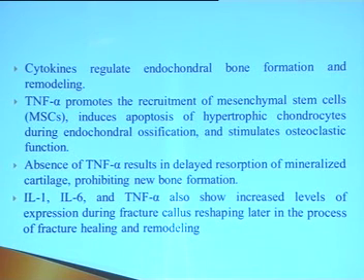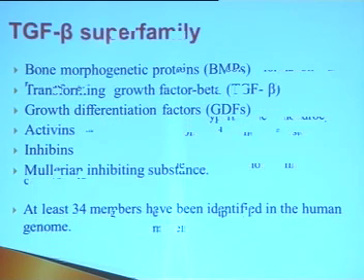TNF-alpha here promotes the recruitment of mesenchymal stem cells, because stem cells are basic cells which are forming. The TNF-alpha promotes its recruitment and induces apoptosis of the hypertrophic chondrocytes. Absence of TNF-alpha results in delayed resorption of mineralized cartilage, and thus new bone formation is inhibited. And all of them, interleukin 1, 6, and TNF-alpha, show increased level of expression during fracture callus reshaping, that is at the time of fracture healing and remodeling.